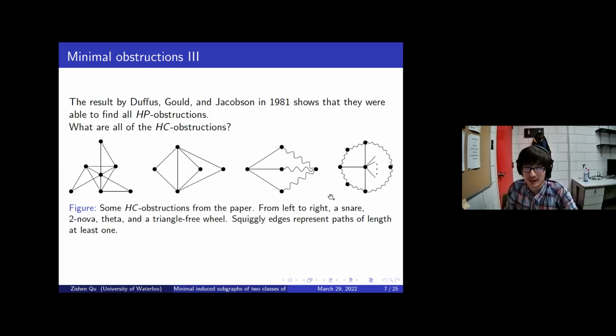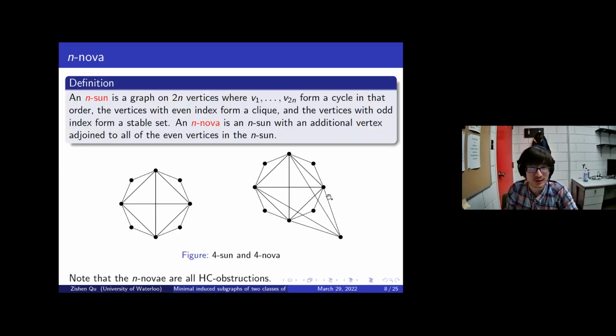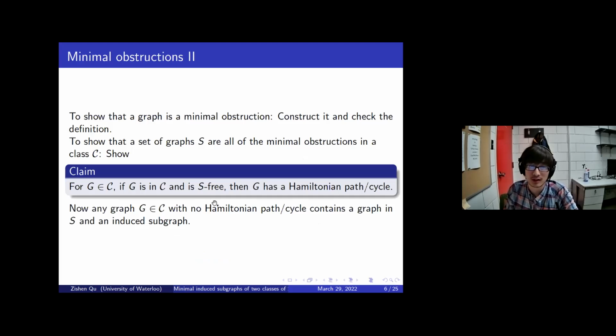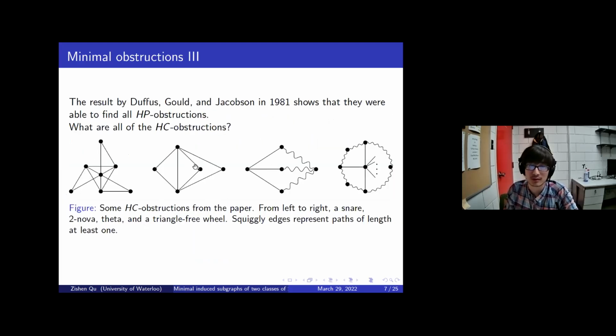We weren't actually able to show that there's a set that's all the HC obstructions. Actually, I started with more HC obstructions. I forgot what my next slide was going to be. Here are some more HC obstructions, more generalized than the 2-nova. So the n-sun is, you start with a cycle on 2n vertices. And then you take all the vertices of even index, and you make a clique out of it. So in the 2-nova, it was a 4 cycle.